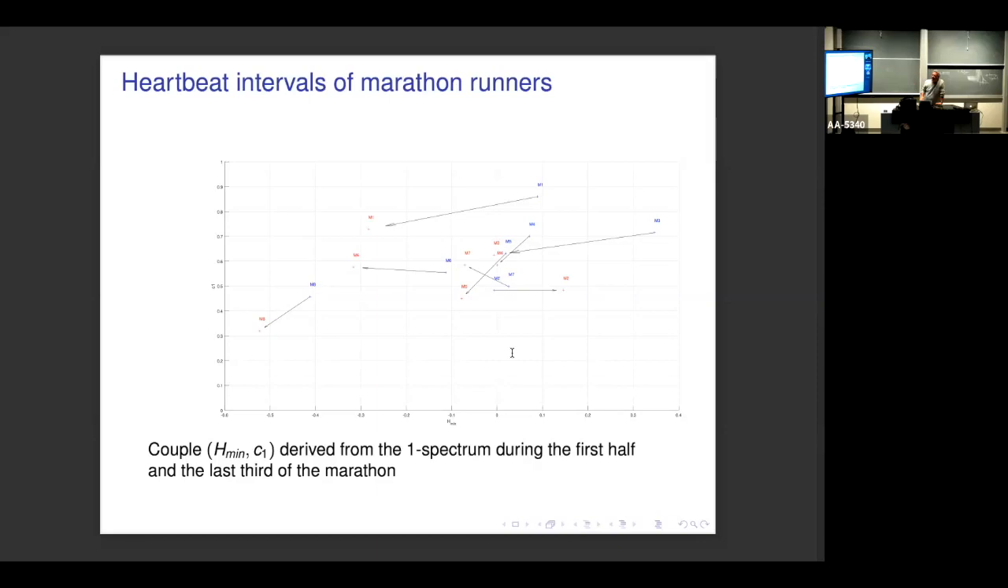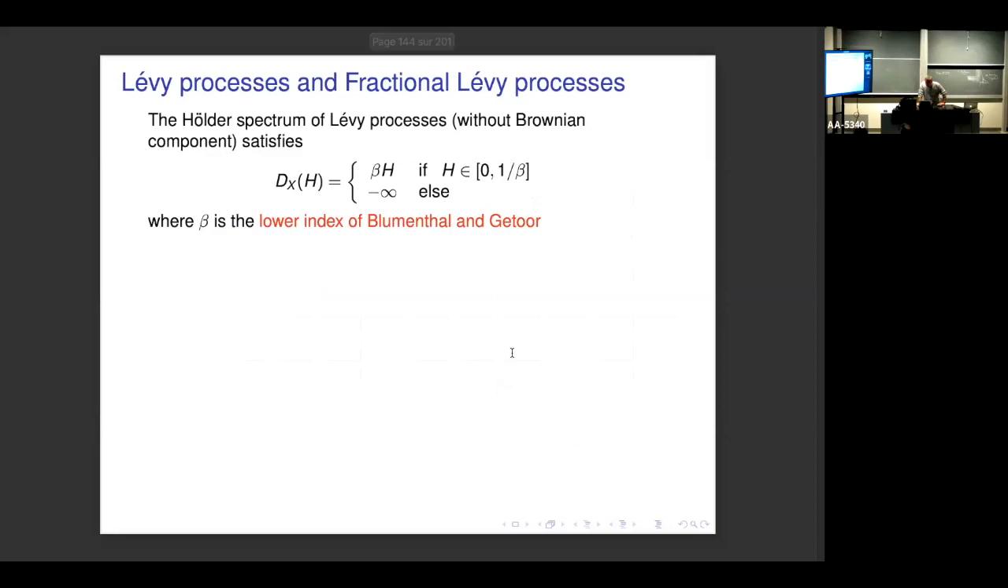And the idea of Véronique was to try to extract from this multifractality parameters as much information as possible that could be supplied to the runner, explaining if they are handling their race properly or maybe not optimally, and try to give them some advice. So we are far from doing that, but at least we start to see something which seems to be related with their racing behavior.